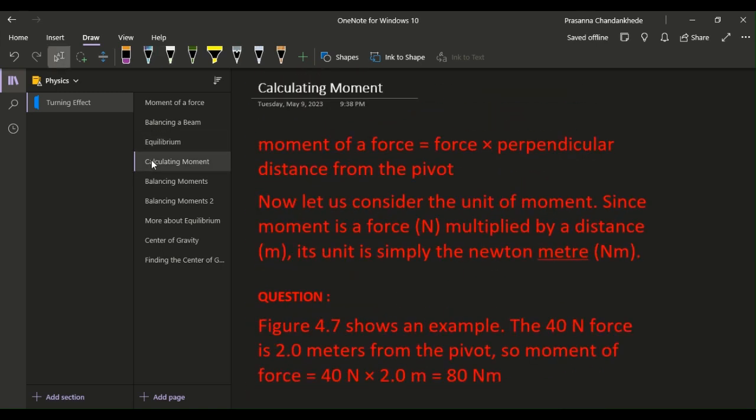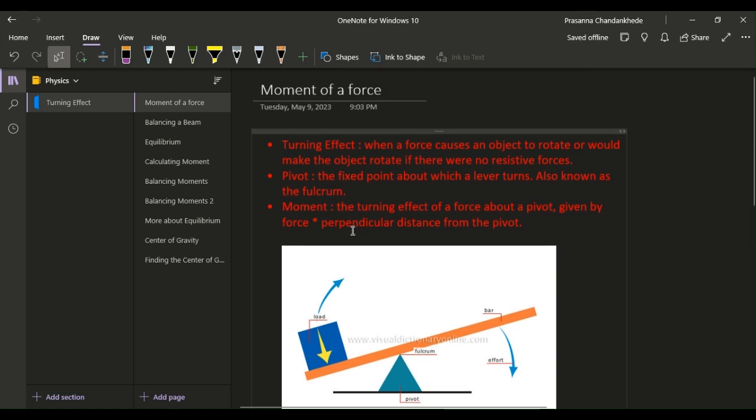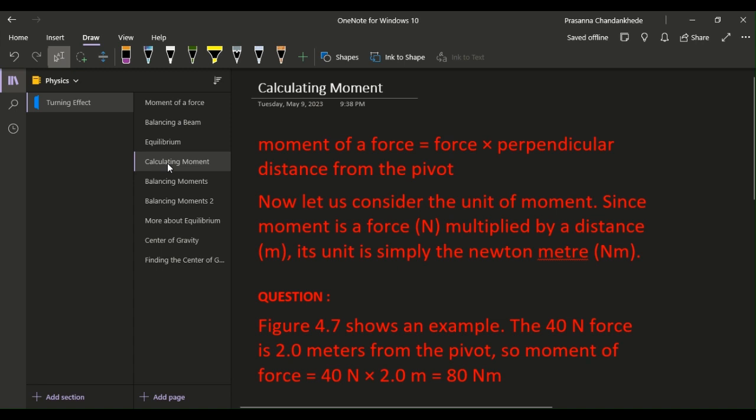Next point, calculating moment. This is what we looked at in the beginning. Moment is the turning force times perpendicular distance from the pivot. So moment of a force is basically the force times perpendicular distance from the pivot. Let me give you an example.